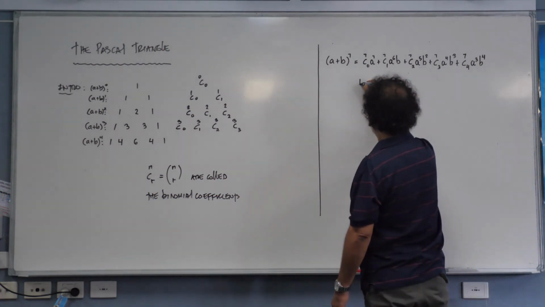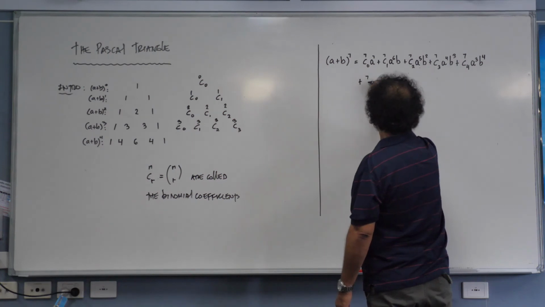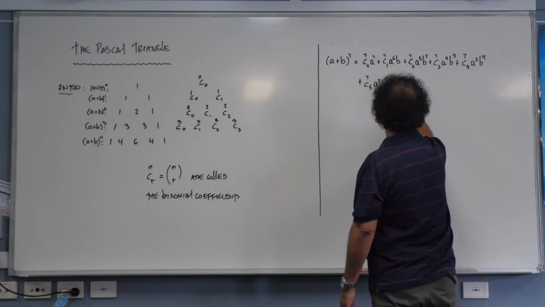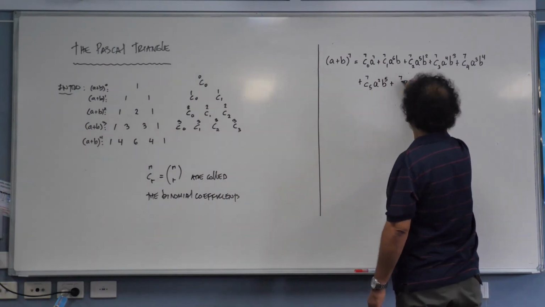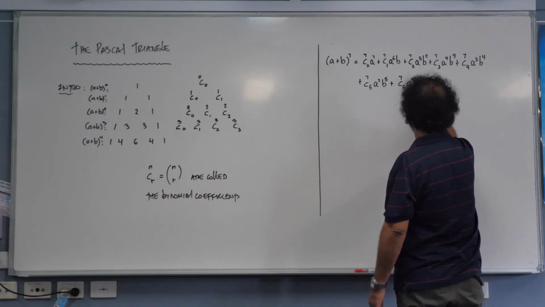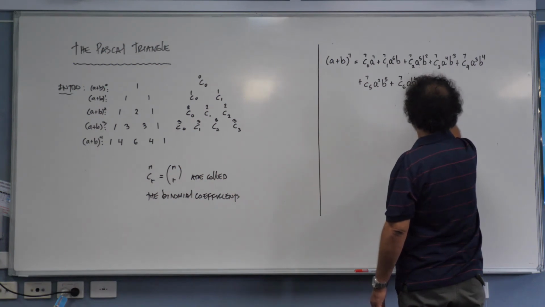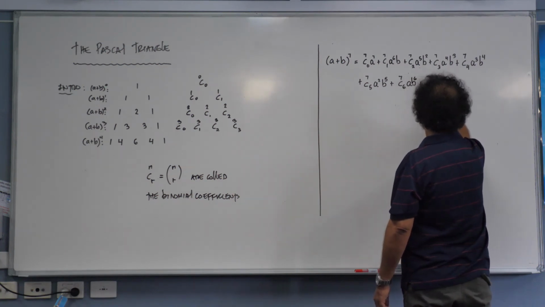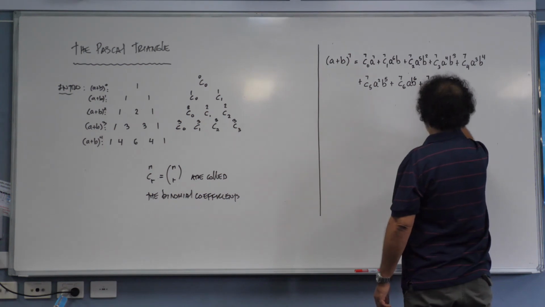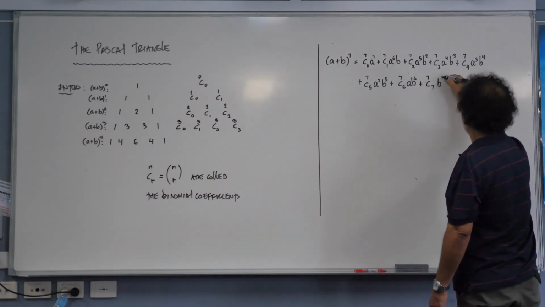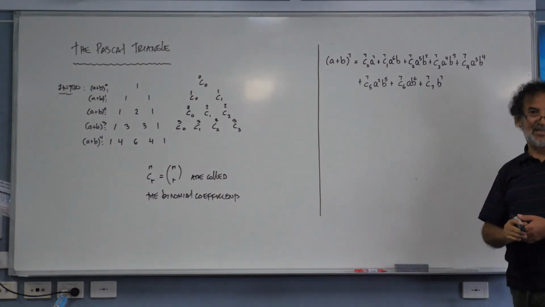I'm going to continue here. Plus 7C5 a squared b to the power of 5, 7C6 a b to the power of 6, and then 7C7. What are we up to? 7, b to the power of 7. That's it. Good job, Archie.